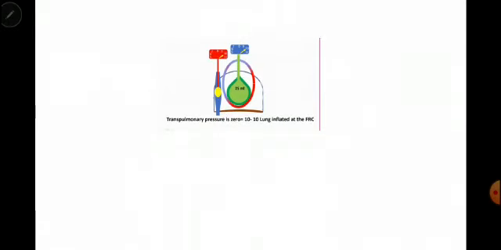And this is a simple diagram to show the chest cavity, and this is the alveoli surrounded by perfusing arterioles, and this is the esophagus, and inside the esophagus is a probe to measure the transpulmonary pressure. The transpulmonary pressure is the difference between the pressure inside the lung and the pressure outside the lung.